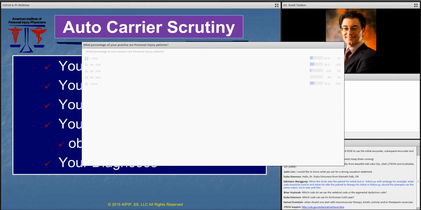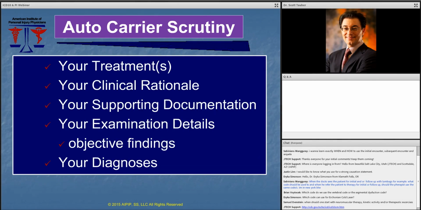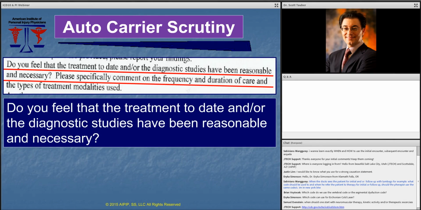So here's an example of some auto carrier scrutiny, and this was an actual letter sent to me by one of the carriers. This is what they want to know about doctors' treatment and diagnostic studies, and reasonable and necessary. Do you feel that the treatment to date and/or the diagnostic studies have been reasonable and necessary? And where do you think that information is going to come from? If this is sent to me by an auto carrier to review one of your records, where do you think I'm going to look? Well, I need to look at your records, right?